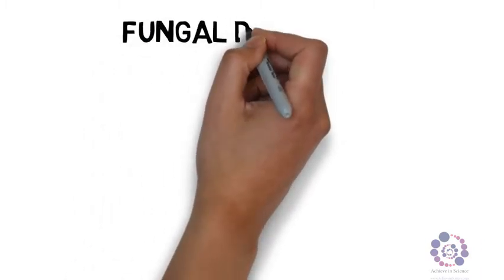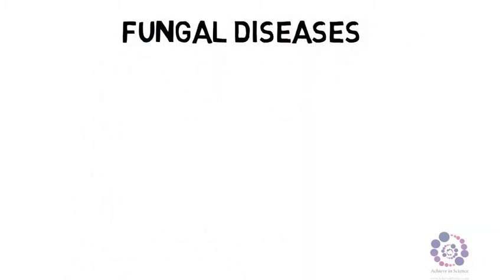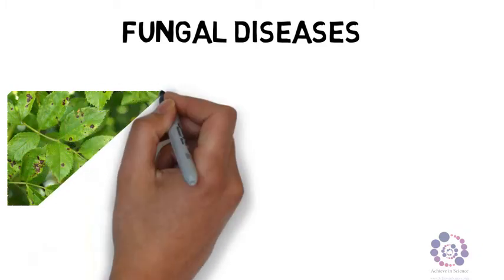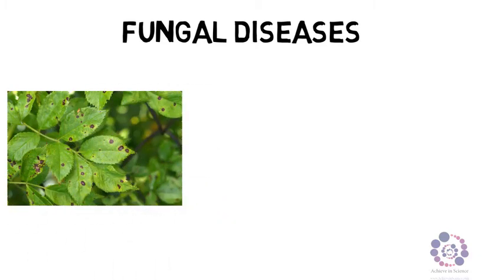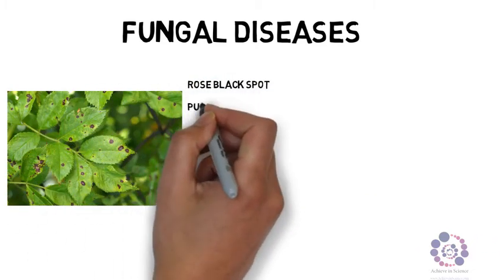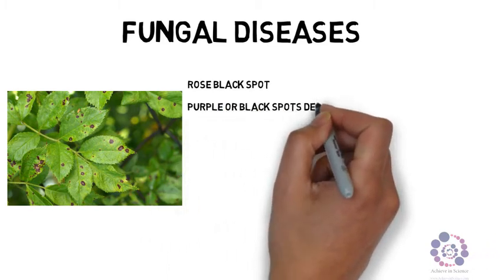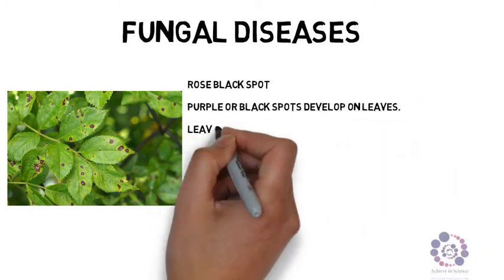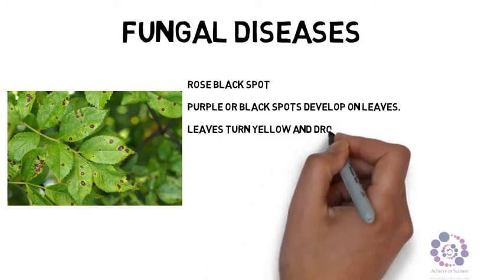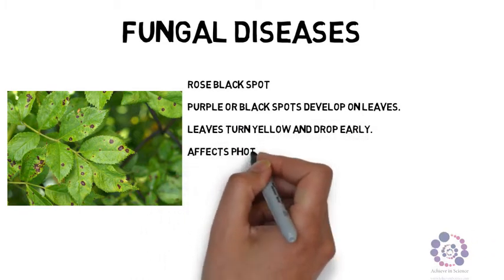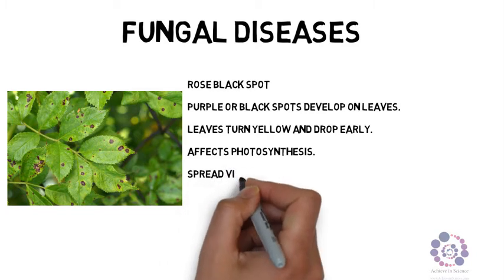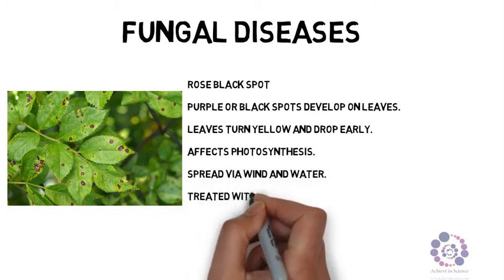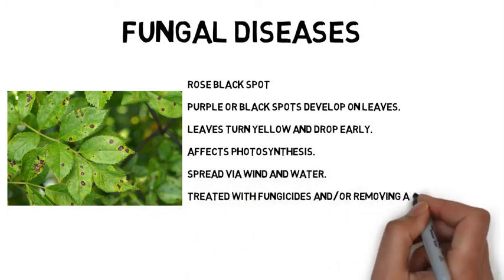Next we come to fungal diseases. So in plants this can cause things like, as shown in the picture, rose black spot, where purple or black spots develop on the leaves, limiting the amount of photosynthesis that can occur. This can cause leaves to go yellow and drop early. It is spread via wind and water, but it can be treated with fungicides or by removing the affected leaves.